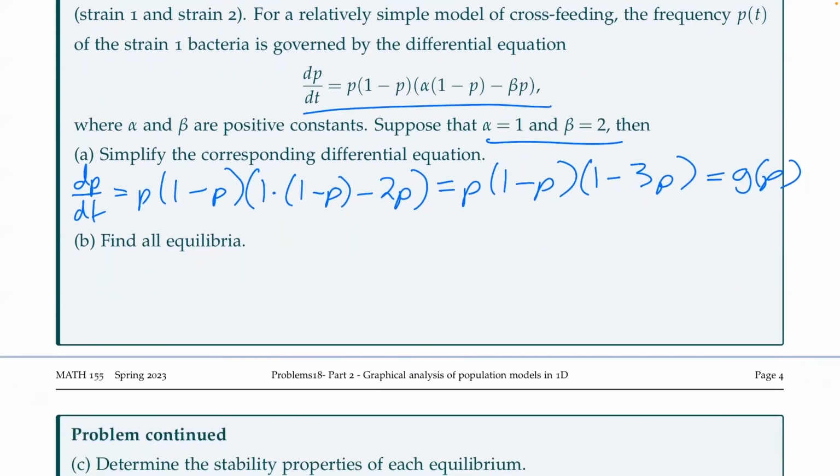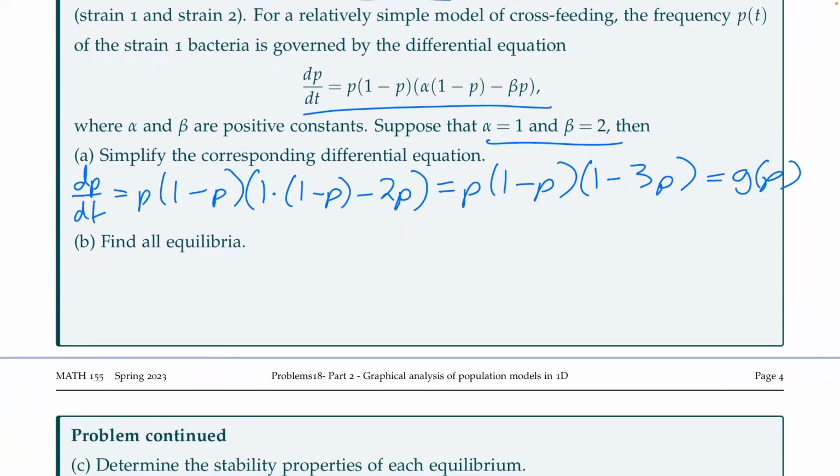Okay, so now we're asked to find all of the equilibria. So that's just when this growth function is equal to 0. So why do we need this to be equal to 0? So p is equal to 0, or 1 minus p is equal to 0, or 1 minus 3p is equal to 0. We need p times 1 minus p times 1 minus 3p to be equal to 0.